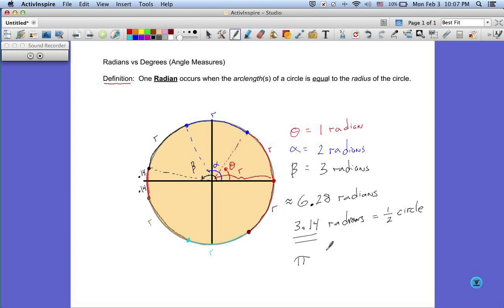3.14 is pi. So pi radians, an angle of pi radians, right? An angle is defined by rotation.